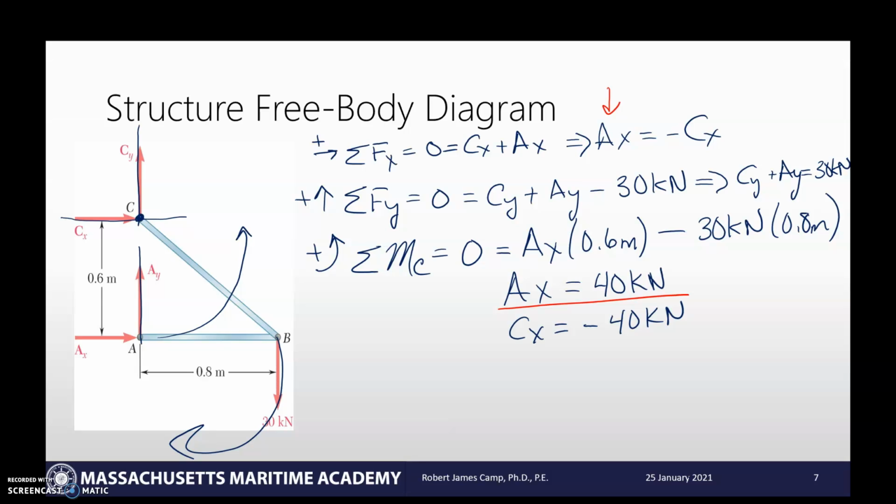And so what are we left with? Well, we can go back to the force equation in the y direction. We still have the equation Cy plus Ay is equal to 30 kilonewtons. We still cannot solve that. Since we're out of equilibrium equations on the overall system, we're going to have to apply some equilibrium equations on the separate parts. And that's what we'll do in the next video.